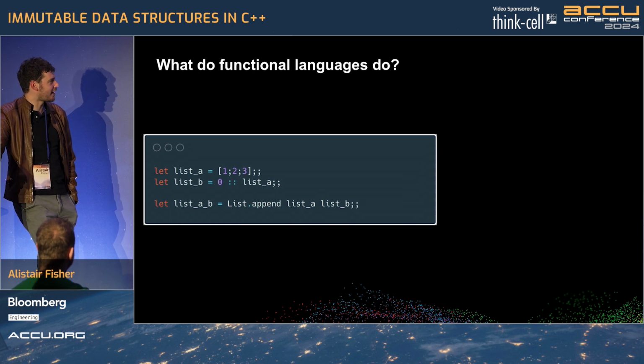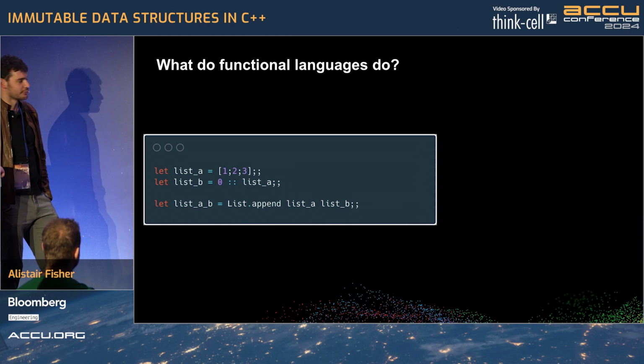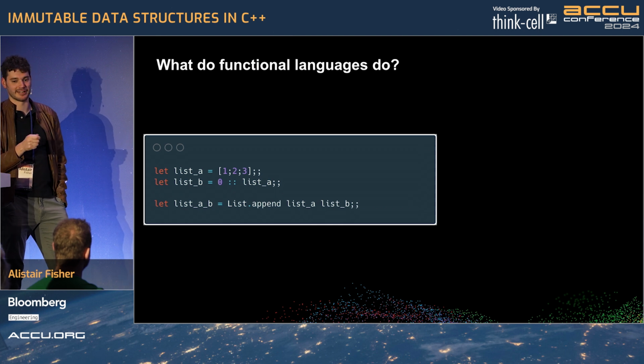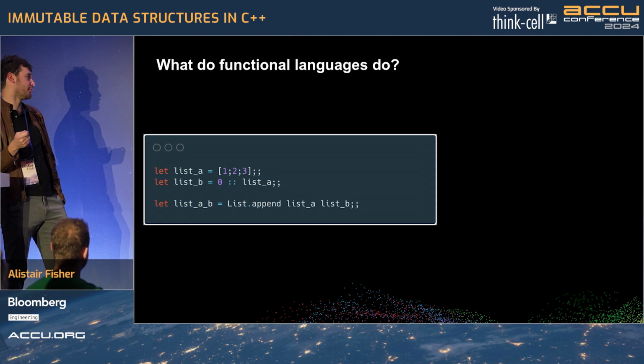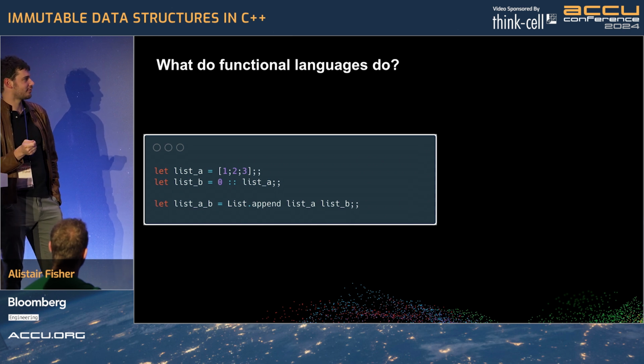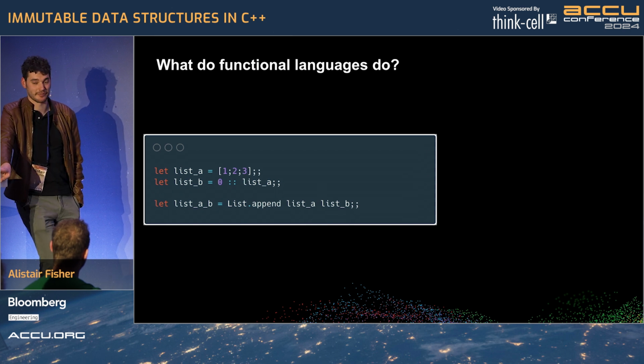The interesting thing about OCaml and other functional programming languages is that data structures are always immutable. List A is 1, 2, 3. List A will always be 1, 2, 3 until the end of the universe, or at least until you turn your computer off. No matter what you do to other variables, it will always be 1, 2, 3. So an interesting thing is that OCaml is a bit of a special case. It has some reference semantics, but for most functional languages, everything is value semantics.